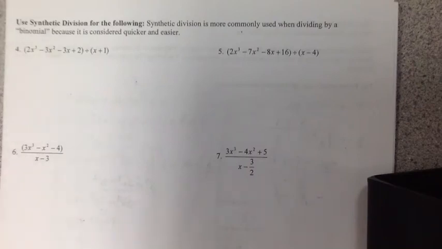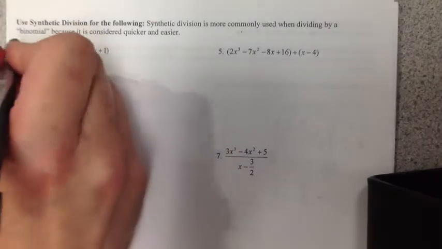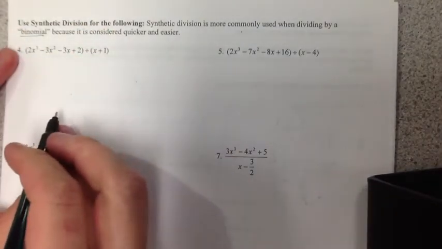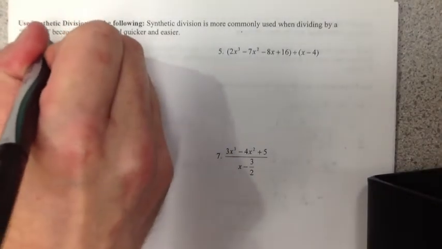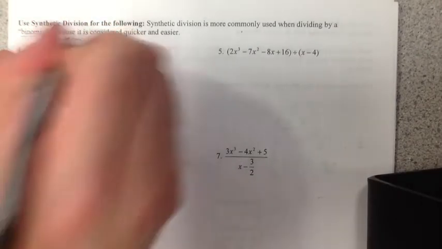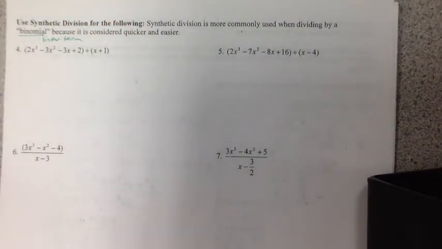Part 2, we will review synthetic division. Now, we tend to use synthetic division when we're dividing by a binomial, but it has to be a special binomial. It has to be a linear term. Okay, a linear term. And this is considered quicker and easier to do.